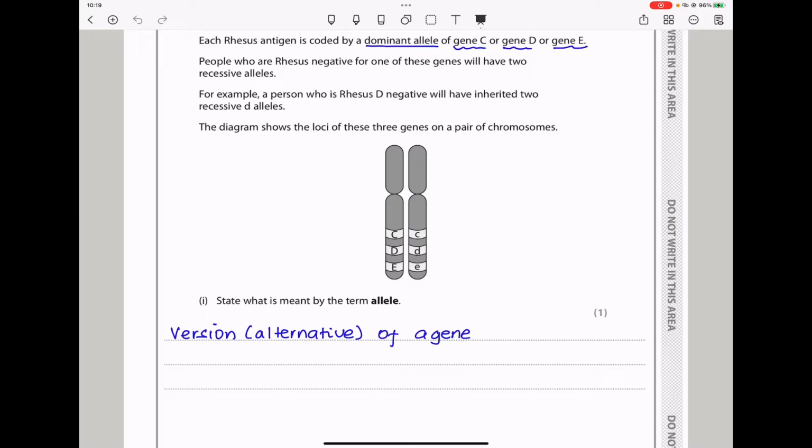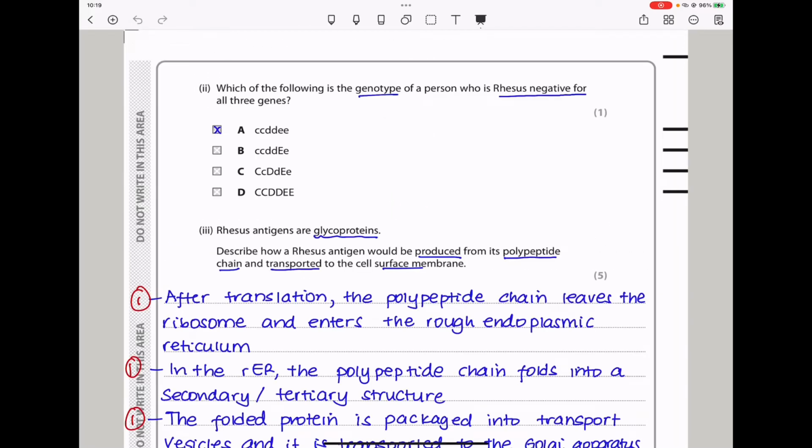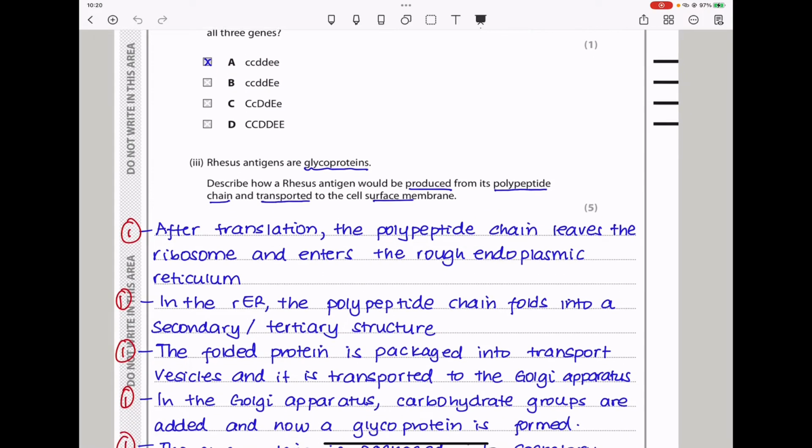So they say state what is meant by the term allele. Allele is the alternative version of a gene. Next they say, which of the following is the genotype of a person who is rhesus negative for all 3? Remember, rhesus negative has 2 recessive alleles. So if they are rhesus negative for all 3, it means they have small c, small d, and small e. So A is going to be my answer.